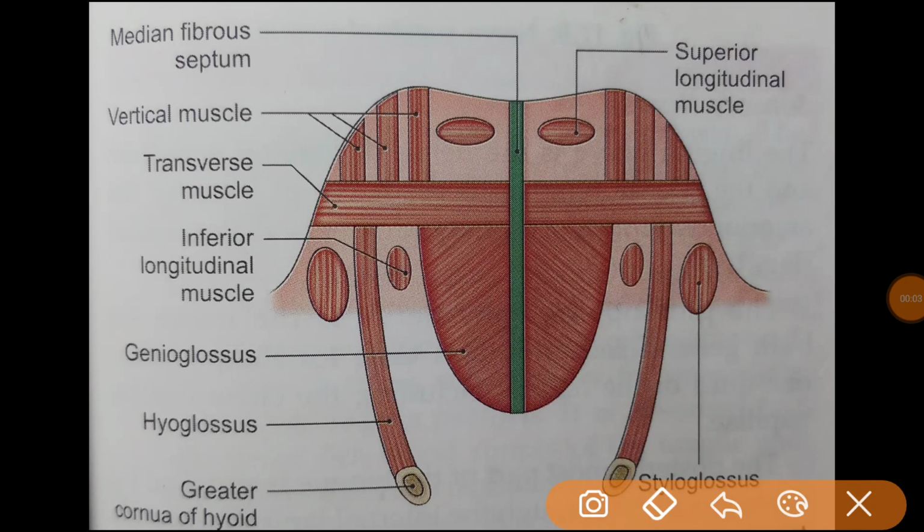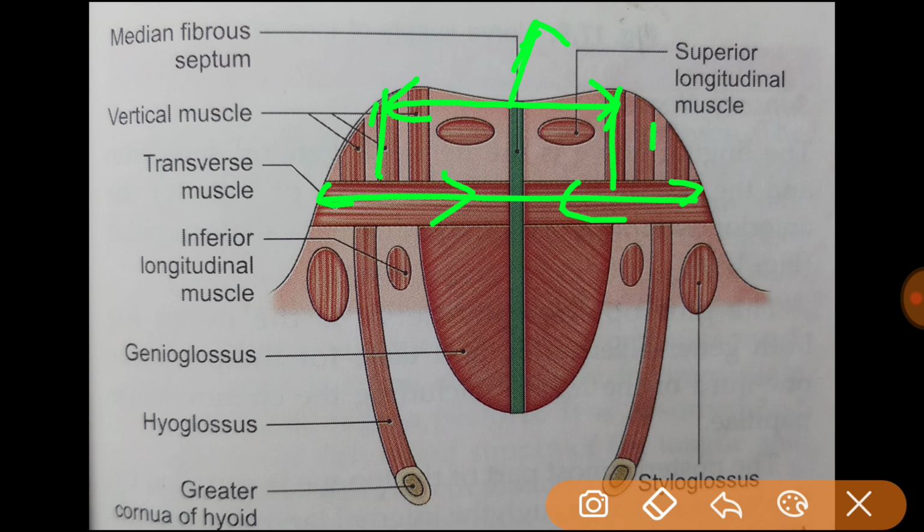If you look at this, the action of the transverse muscles: due to contraction of the transverse muscles, the tongue's breadth becomes shortened, so it becomes narrow and elongated, the length becomes more, so there is elongation and narrowing of the tongue. While with the vertical muscles, vertical muscle contraction causes flattening of the tongue. That means the tongue becomes smaller in height, broad and elongated, flattening of the tongue muscles.